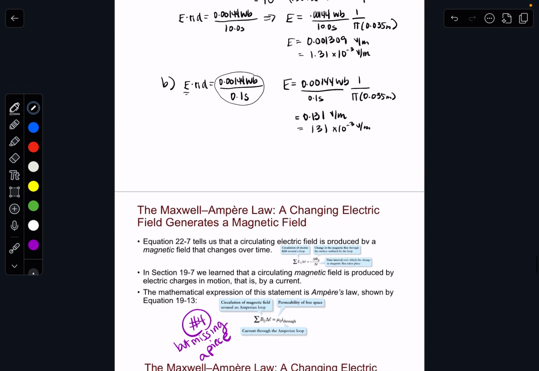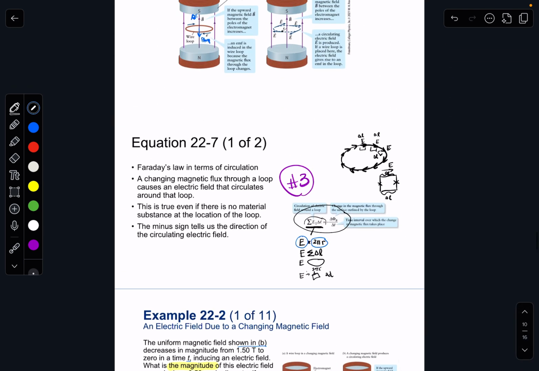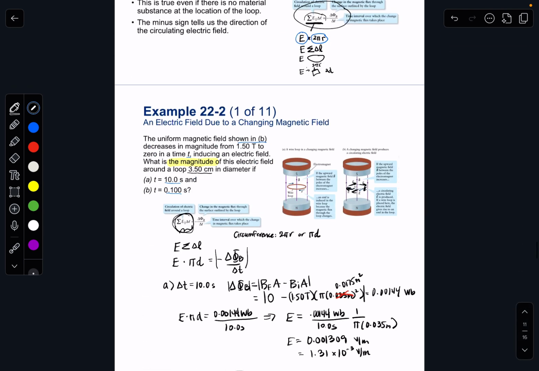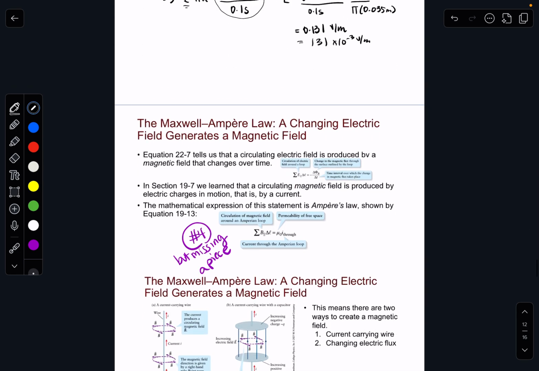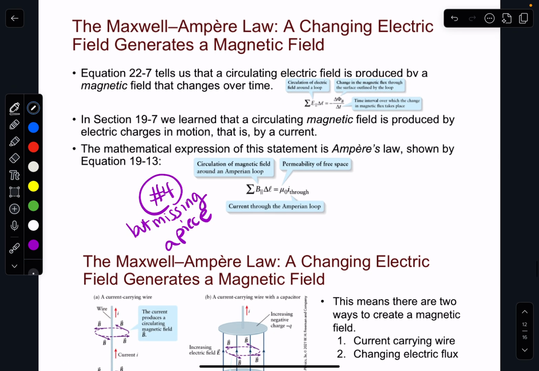So that was the third, right? So where were we at? That was number 3. That was Maxwell's law number 3. We're going to find Maxwell's law number 4, the last one, and it's going to have to deal with Ampere's law. Okay? So what we just saw by modifying Faraday's law was that a changing magnetic flux produces an electric field. Well, guess what?